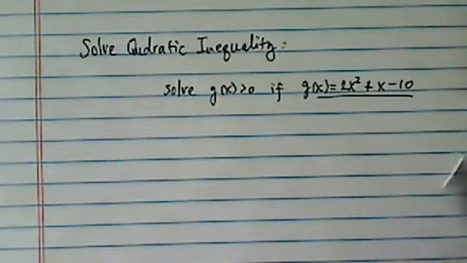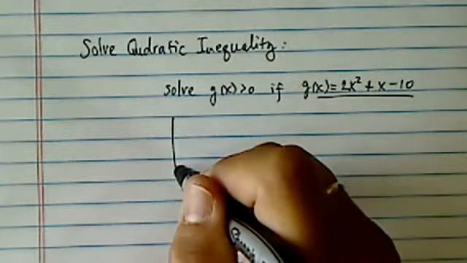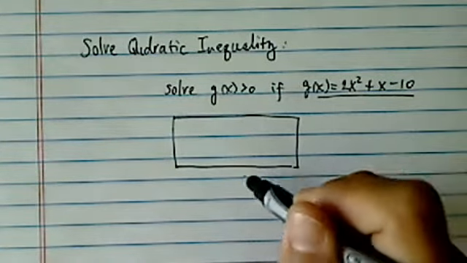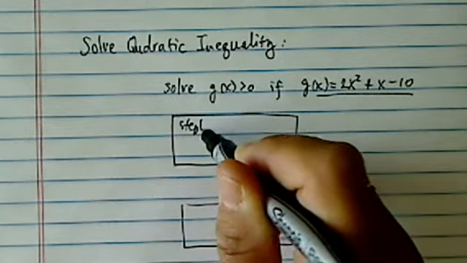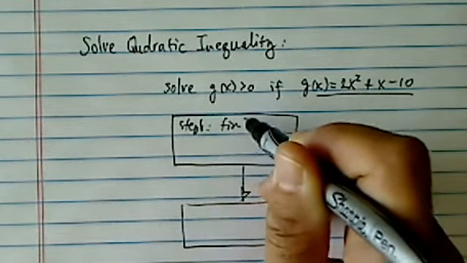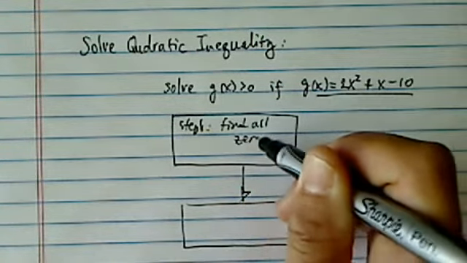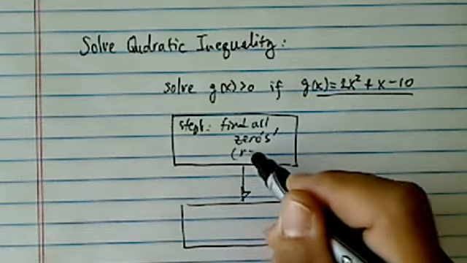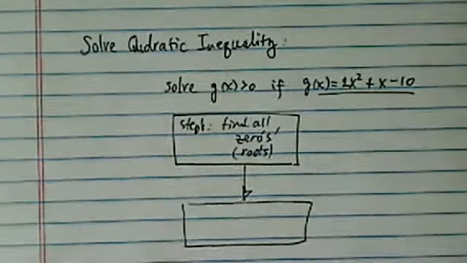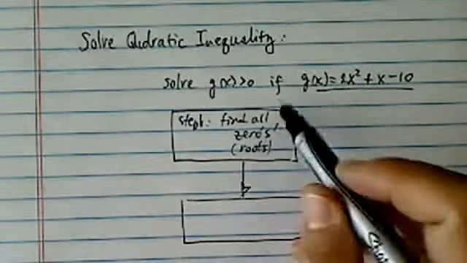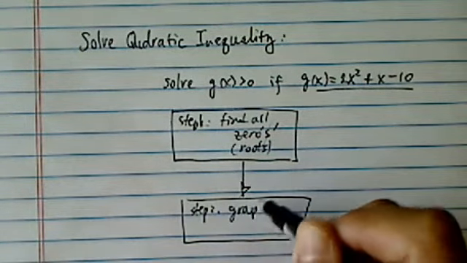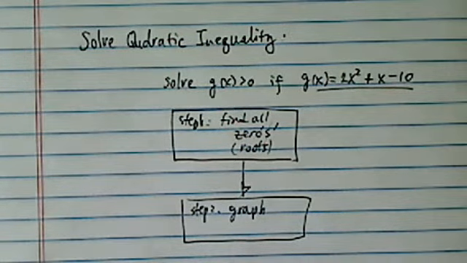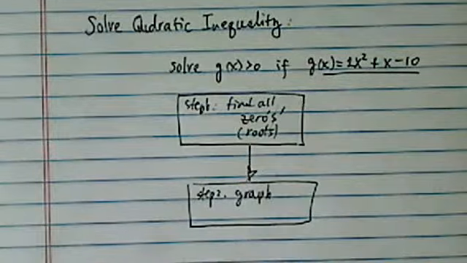When we're given a quadratic inequality, there are basically two steps you need to do. Step one, you've got to find all zeros, or roots, whatever you call them. Basically you're going to find all the zeros so you can do step two, graph. Once you have graphed it, everything else falls into place. So let's take a look at how we're going to find all the zeros.